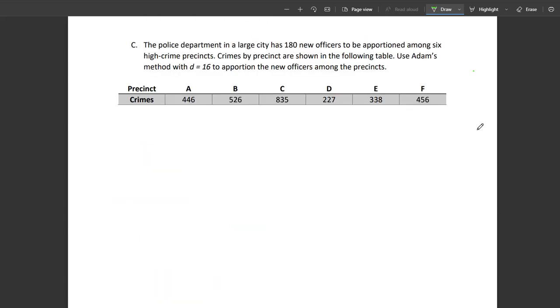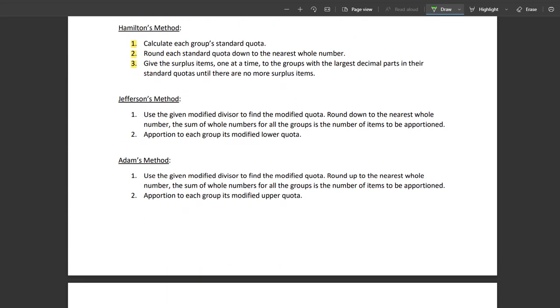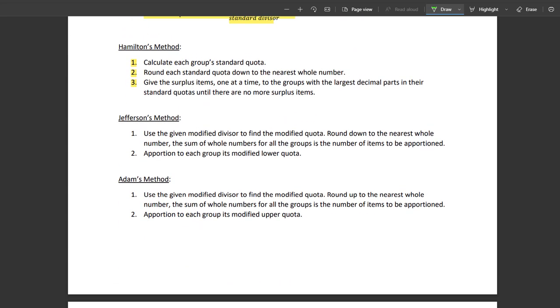All right, our next exercise, we are looking at Adams' method. So Adams' method, our steps, we are going to use our given divisor to find the modified quota. This time we are going to round up to the nearest whole number, and then the sum of the whole numbers is the number of items to be apportioned.